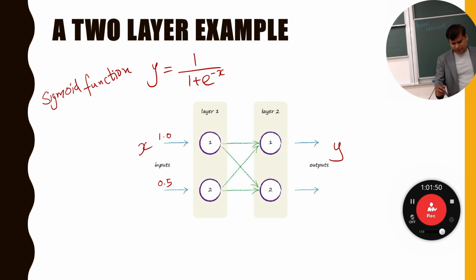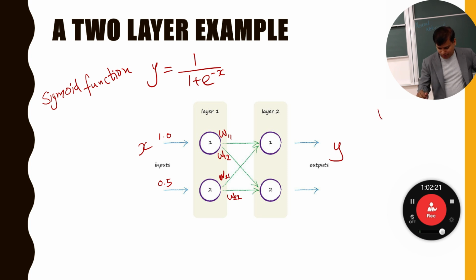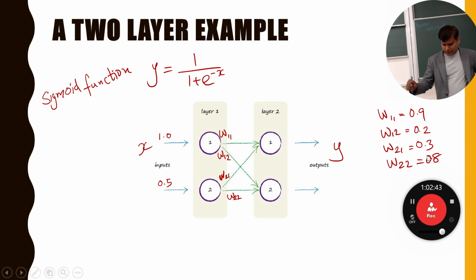Okay, let's write it out. Say 1 to 1, so W11 and W12, and this is W21, this is W22, right? Let's give some random initial values for these W's. Let's take W11 equals 0.9, W12 is 0.2, W21 is 0.3, W22 is 0.8. With these values, we are going to see what is going to happen.